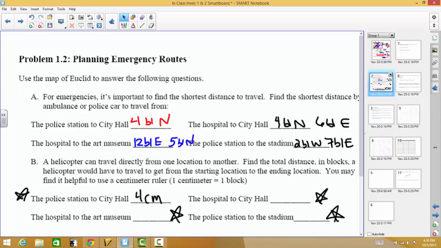Okay, I'm going to stop there for now, and I will see you in class to do this ruler stuff. Get excited.